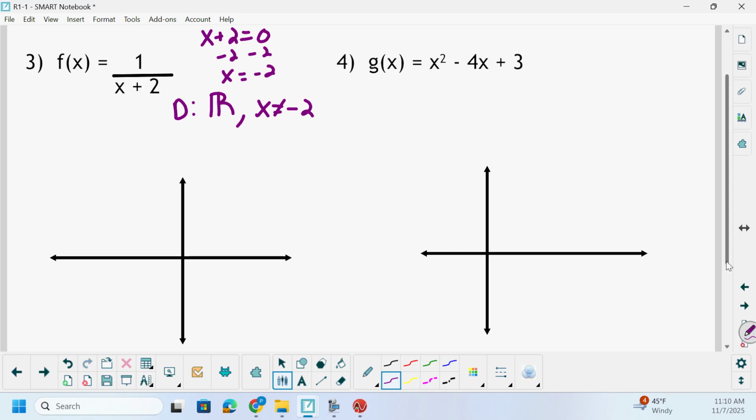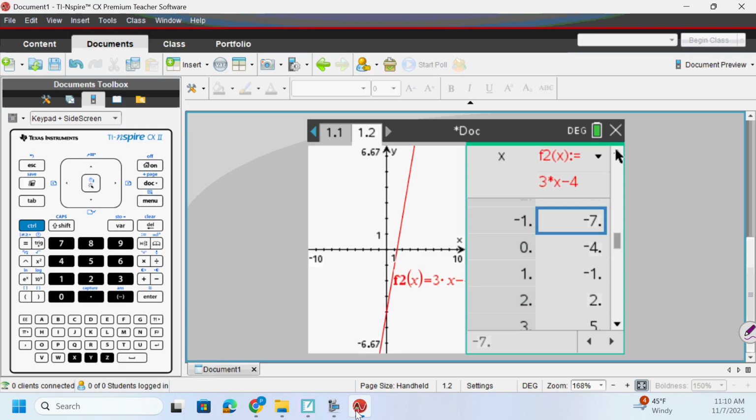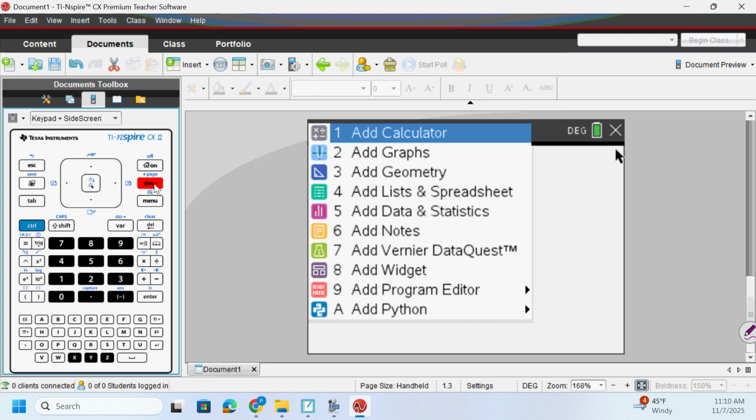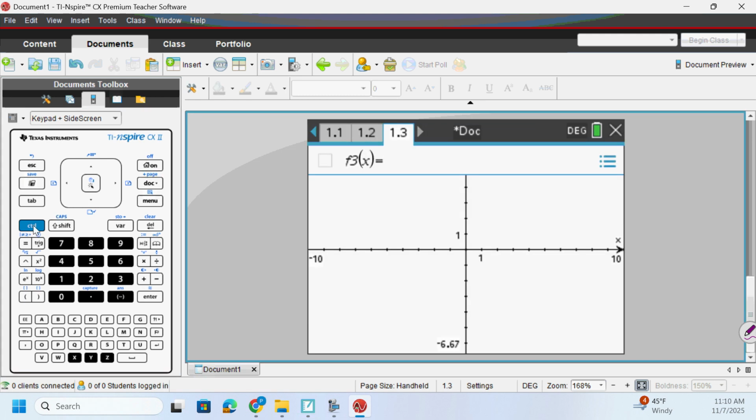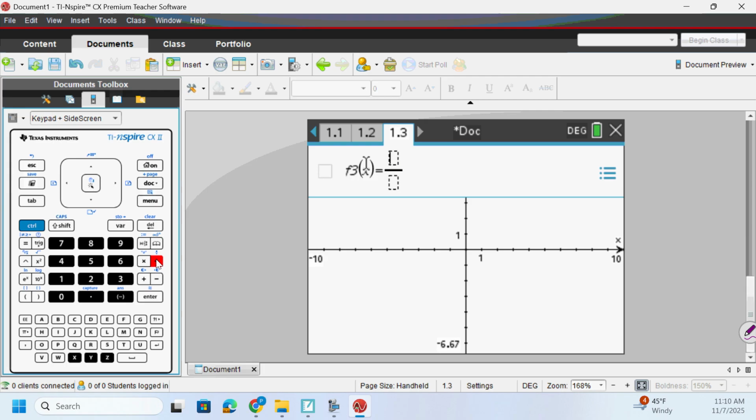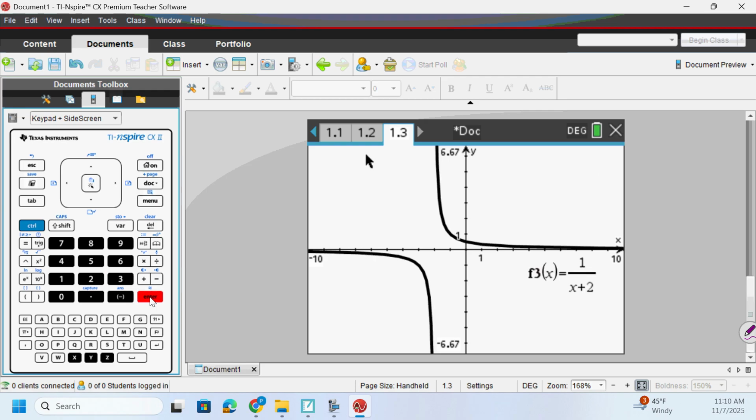So we're going to graph this now, and then we'll find the range. So we're going to add a new graphs page by doing Control Doc. I'm going to use my fraction template by doing Control Divide and put in the 1 over x plus 2 and hit Enter. So just notice roughly what our graph looks like.